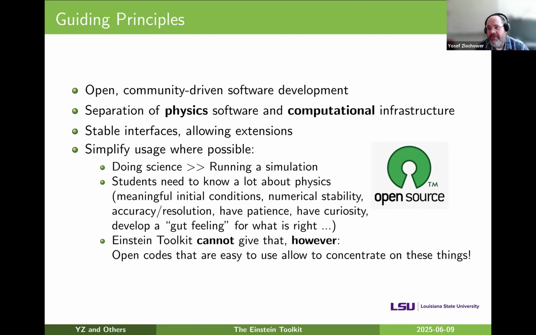So if you're looking for help for the science, then you should be looking at, for example, textbooks, or consultation, or working with other groups to understand the science. If you now know the science and you're trying to run a simulation, then the Einstein Toolkit will be there to help you with that.